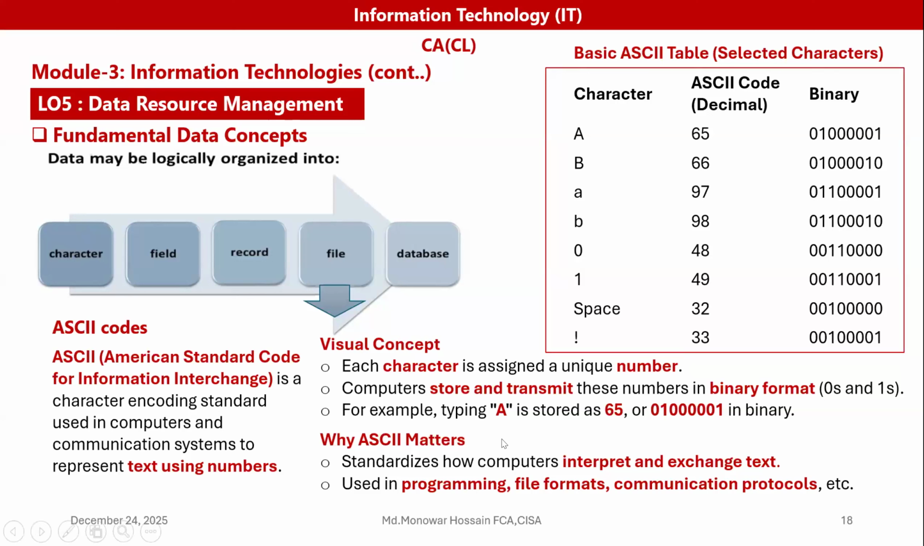If we see here, typing A is stored as 65 or 01000001 in binary digits. Why does it matter? Because it determines how computers interpret and exchange text, used in programming, file formats, communication protocols, etc.